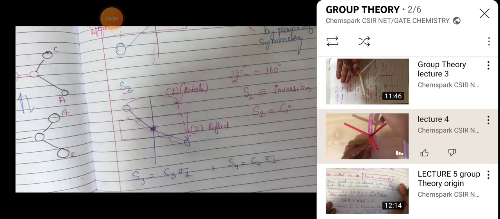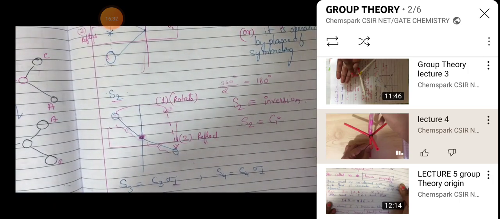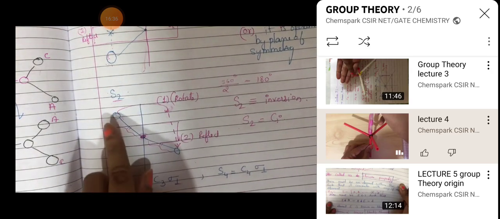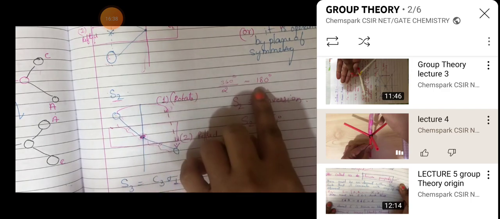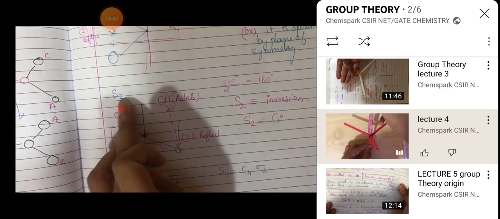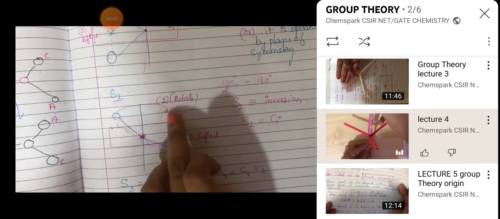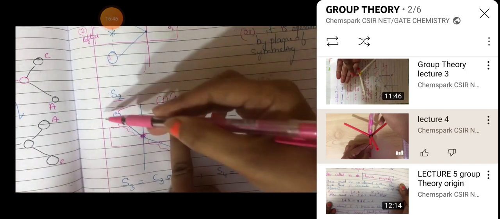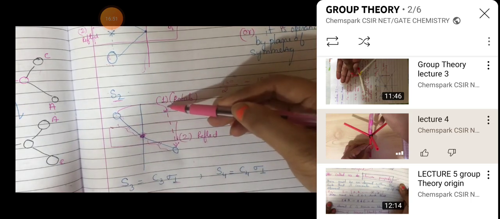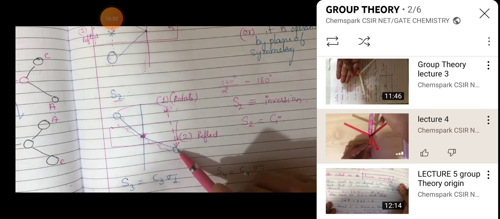Now let us consider S2. Now S2 is quite interesting. S2 means two rotation, in the sense 360 divided by 2 is 180 degrees, meaning a 180 degree rotation is given. If it is a 180 degree rotation, the atom will reach this point. And you have given one rotation, now you have to give reflection. Now this is the plane, and this molecule is now reflected at this position.